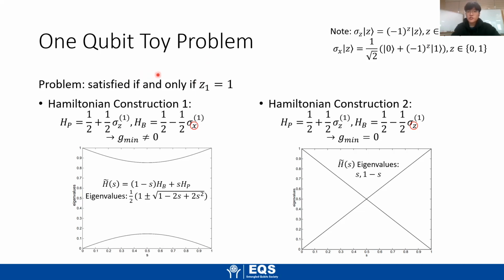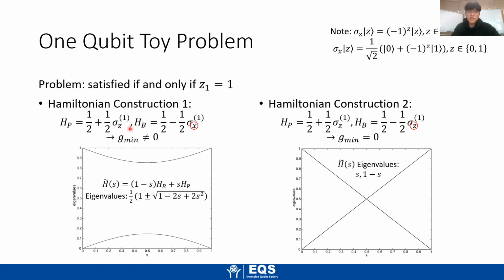So let's try to construct the Hamiltonians that are needed. For the problem Hamiltonian, we can write it as 1/2 the identity plus the Pauli Z operator. And for some of you who are not familiar with the Pauli Z operator, it has the eigenstates of 1 state and 0 state, and the eigenvalues are as follows.